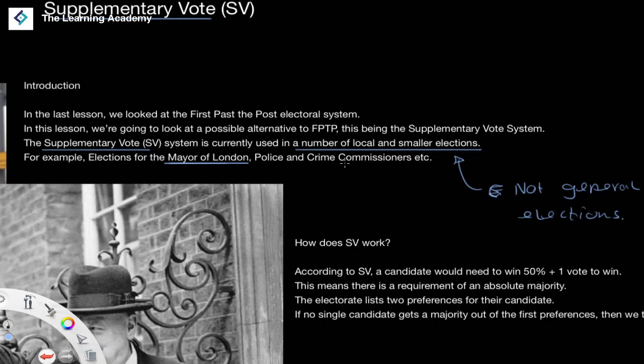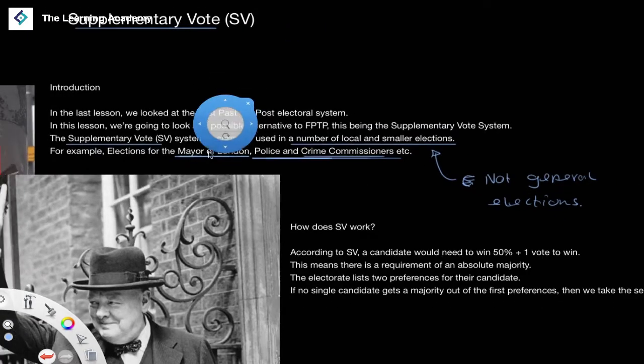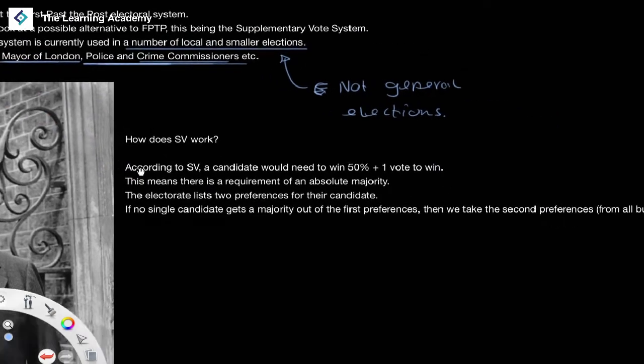And also police and crime commissioners. They also use the supplementary vote system, which is quite interesting because sometimes when you have a local election, you'll also be voting for police and crime commissioners, and you might have to do a lot of checking of the boxes, if you will, in these elections.